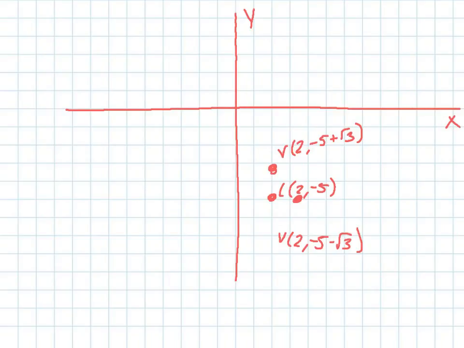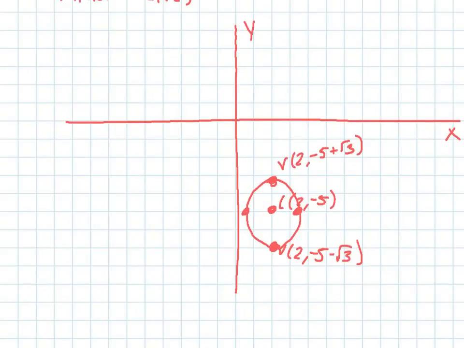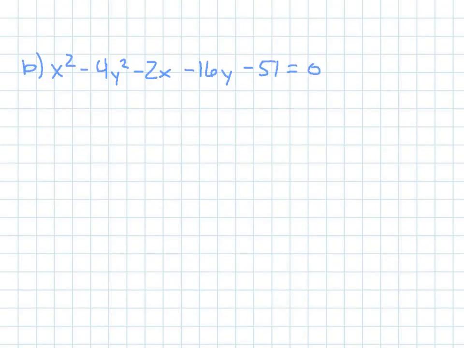Okay, so now let's try that again. Don't know why my thing keeps erasing stuff. So there's my ellipse, and then now I want to graph my foci. So I'm at 2, negative 4, and at 2, negative 6. And those are all my points. Okay. Move on to the next example.